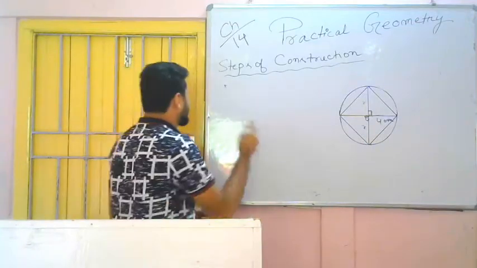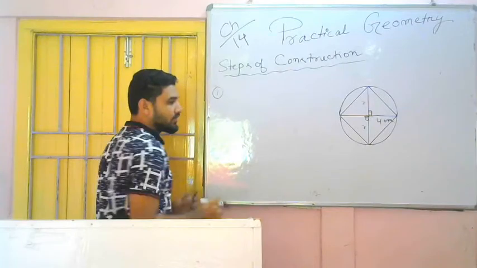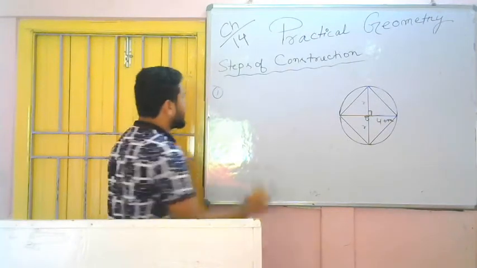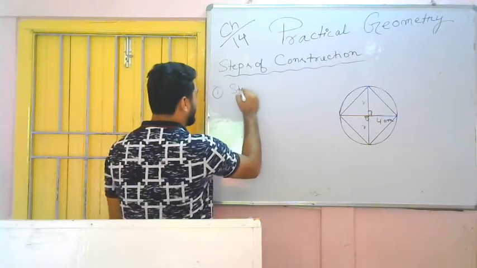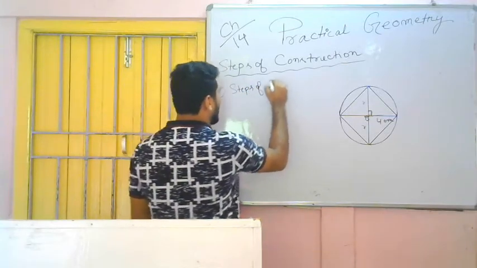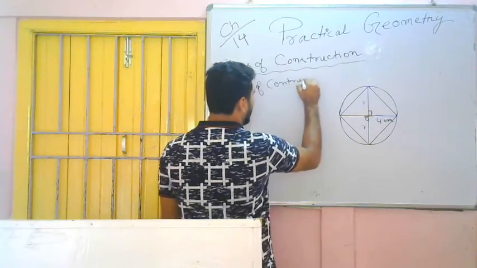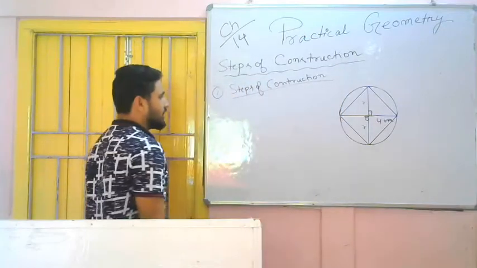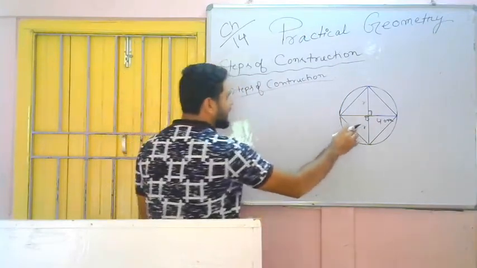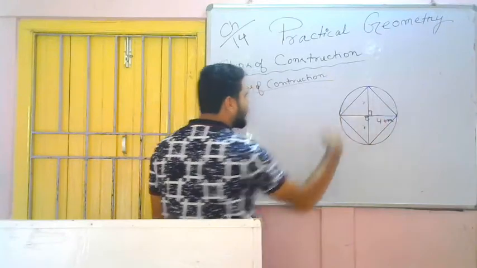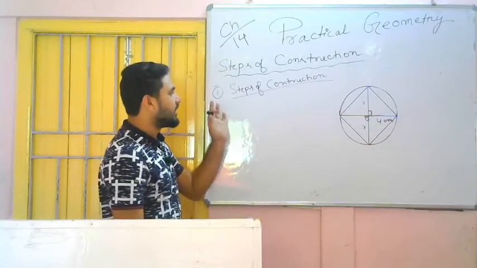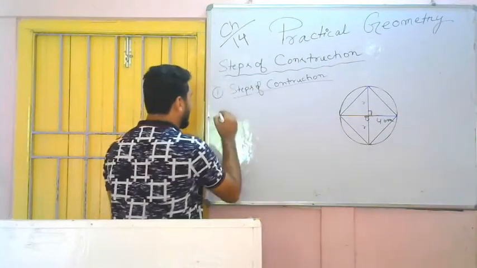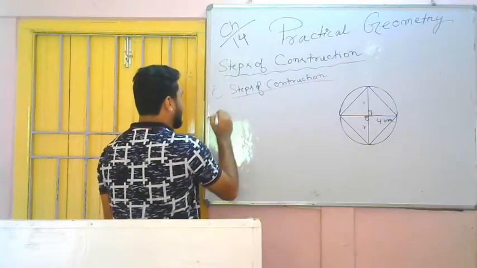So write the first steps, like steps of construction. Okay. So first, as we have drawn already earlier so many circles with radius, so write as like earlier. Step of construction, write number 1.